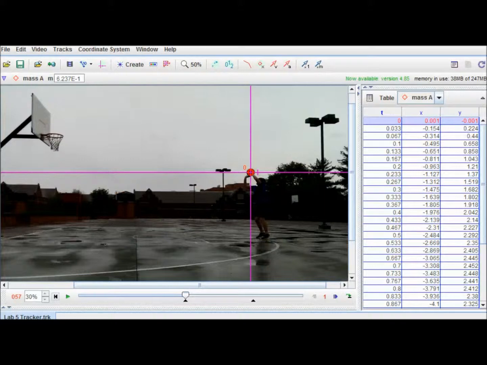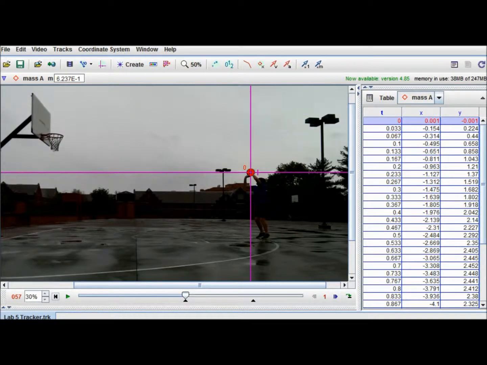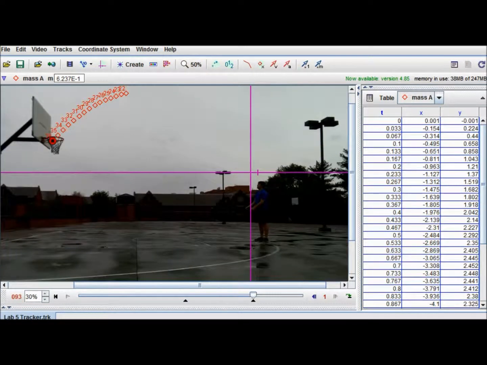This is a video of me shooting a basketball from the three-point line. I chose to start my analysis at the instant the ball left my hands, which is where you can see the axes at right now. If I play the video, you can see that the ball moves in an arc and lands in the net. Looking at the data we extract from Tracker, we can calculate an initial velocity using the first two data points, and then we can graph the whole data to compare it to our model later.